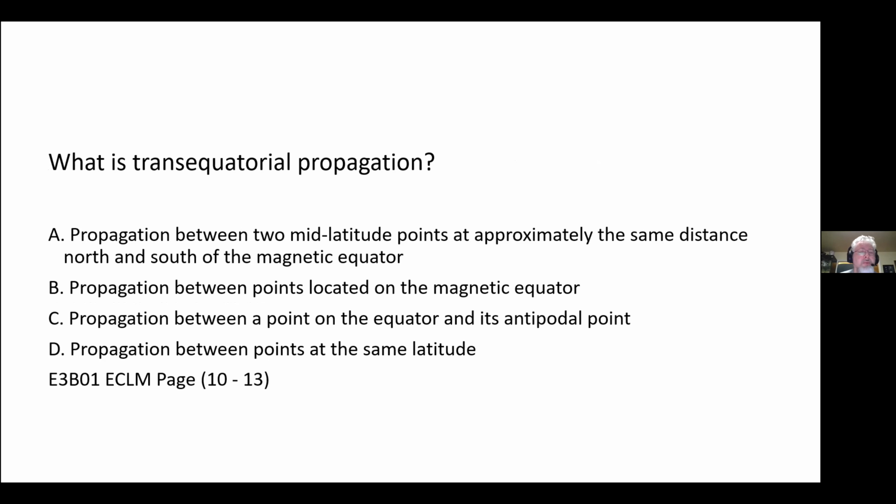What is transequatorial propagation? A, propagation between two mid-latitude points at approximately the same distance north and south of the magnetic equator. B, propagation between points located on the magnetic equator. C, propagation between a point on the equator and its antipodal point. D, propagation between points at the same latitude. Alpha, the longest question.